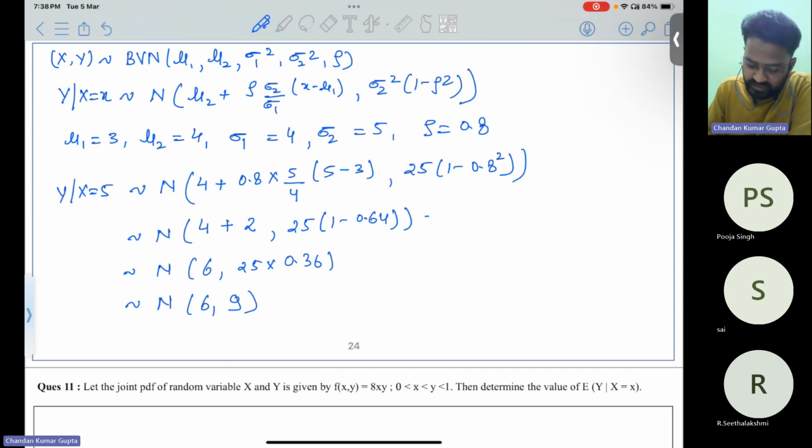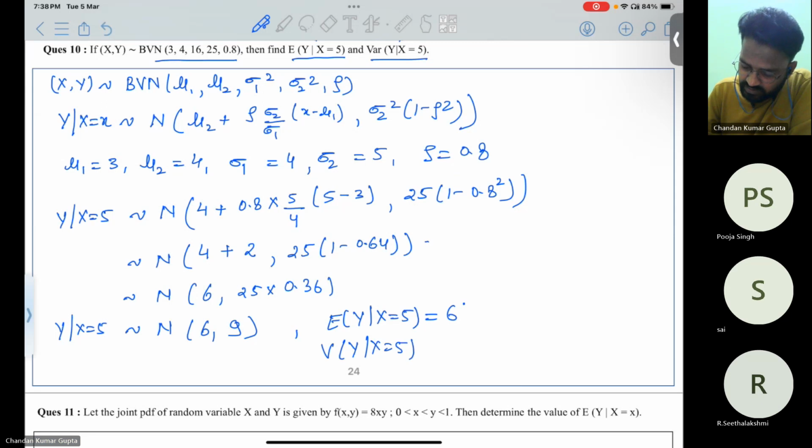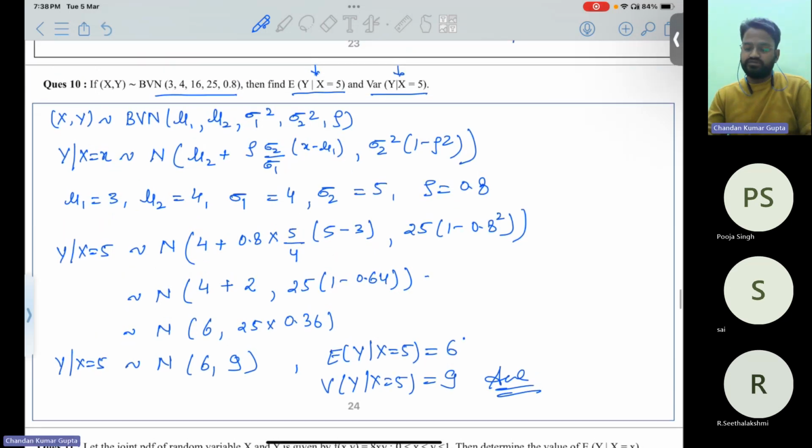And we know that if a variable follows normal distribution with the given parameters, then the expected value is the first one, which is 6, and the variance is the second one, which is 9. That is the answer. Okay.